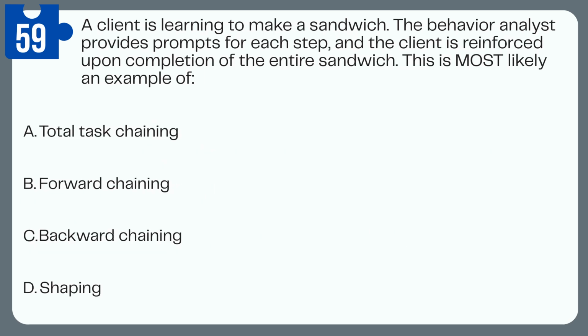Question 59. A client is learning to make a sandwich. The behavior analyst provides prompts for each step, and the client is reinforced upon completion of the entire sandwich. This is most likely an example of A. Total task chaining. B. Forward chaining. C. Backward chaining. D. Shaping.